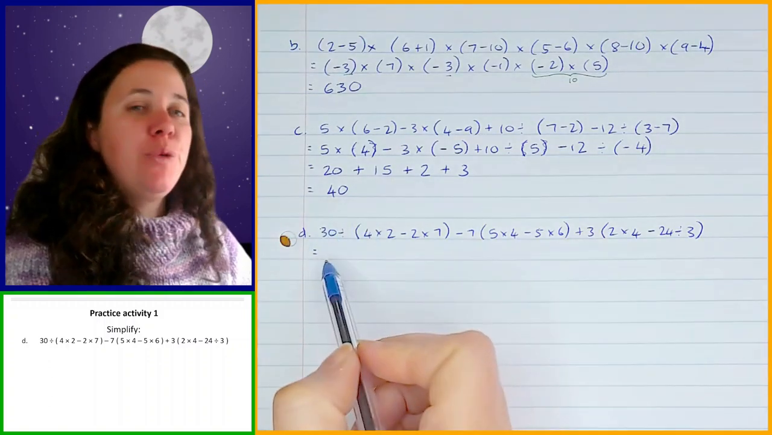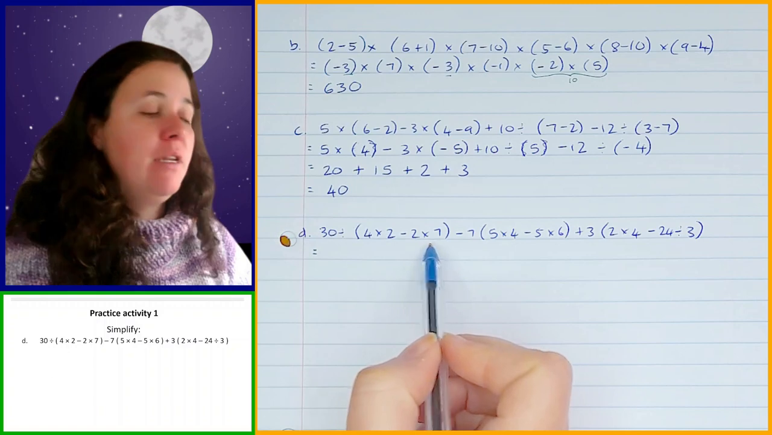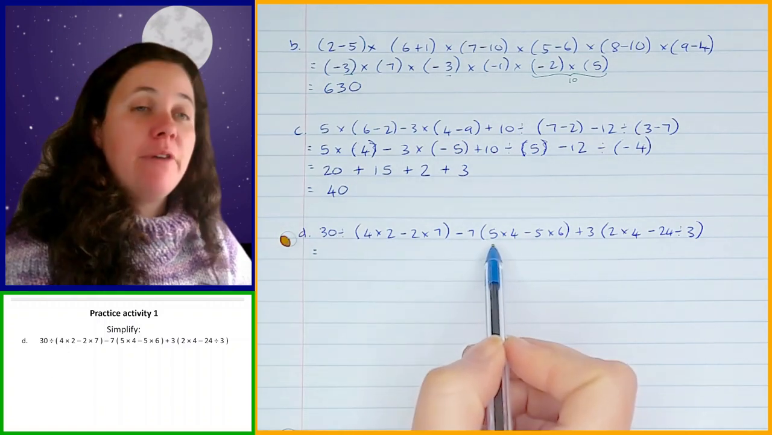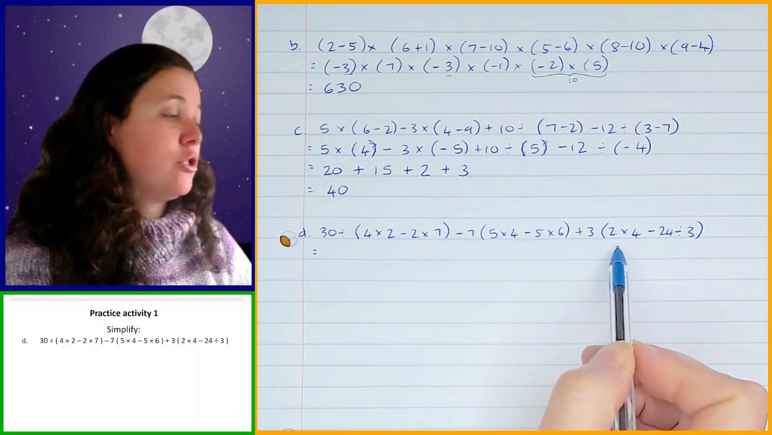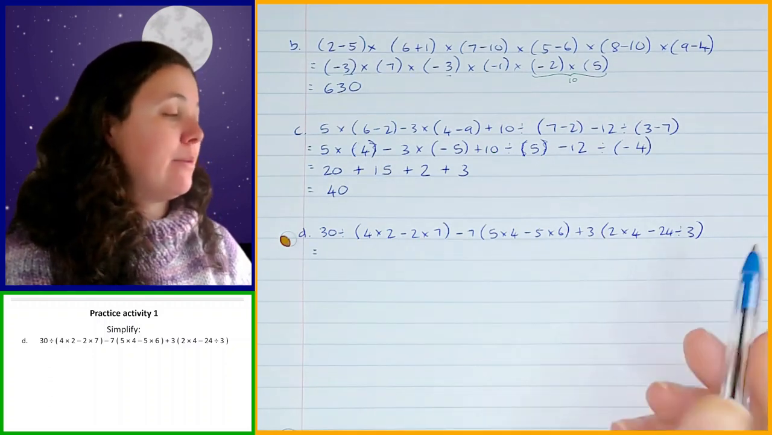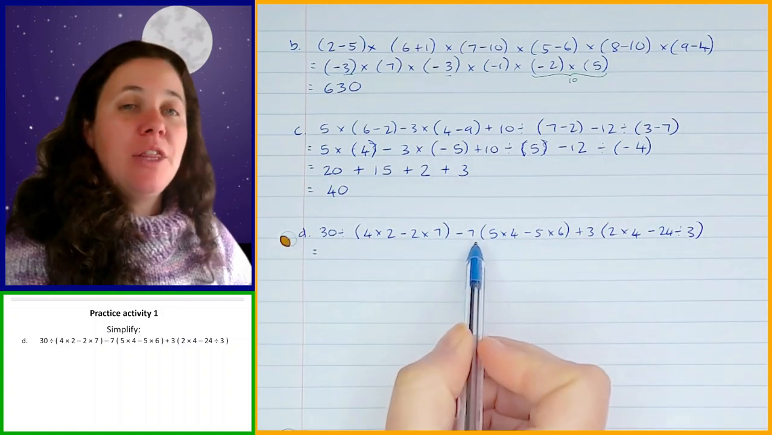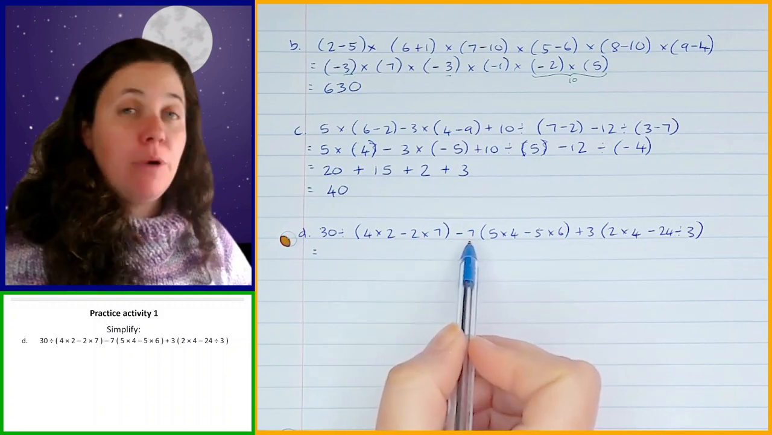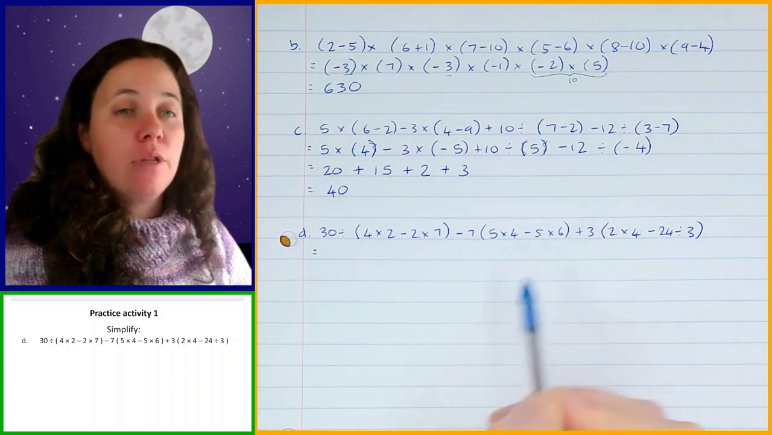Okay, so in question D, we had 30 divided by, in brackets, 4 times 2 minus 2 times 7. Close the brackets, then minus 7 in brackets, 5 times 4 minus 5 times 6. Close the brackets, plus 3, open brackets, 2 times 4 minus 24 divided by 3. Okay, so in this case, just a reminder, if there's nothing in between something that's in front of a bracket and the bracket itself, it means multiplication. So this is a times over here, and that is times over there.